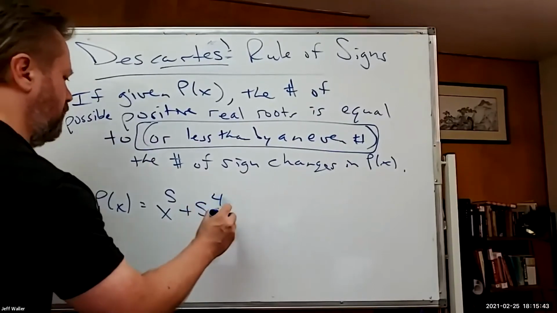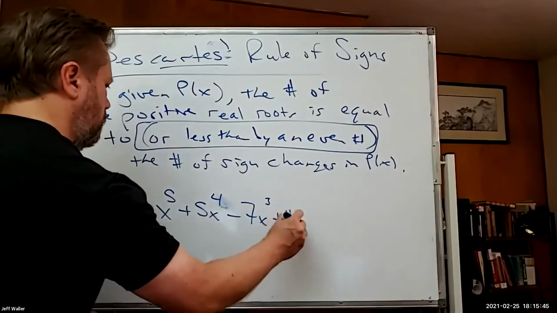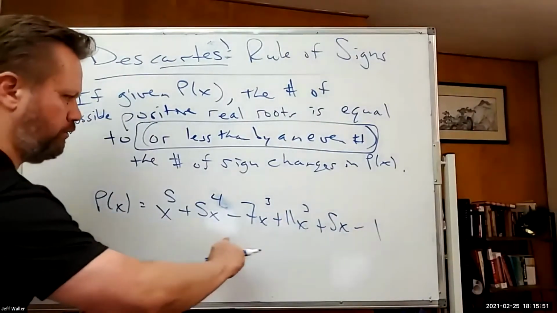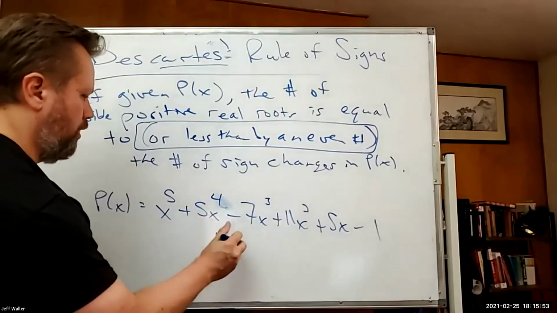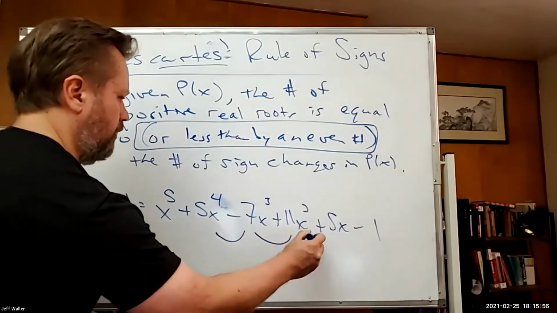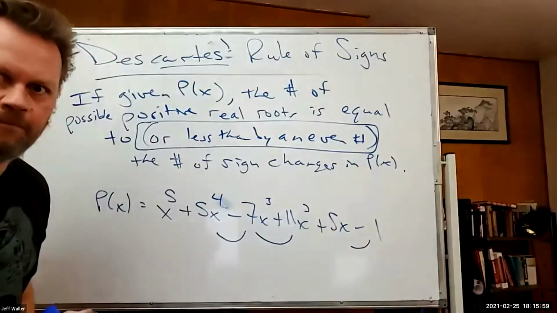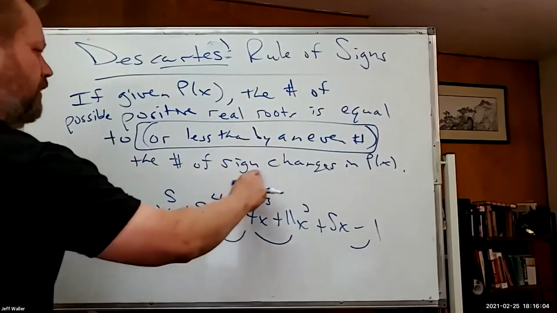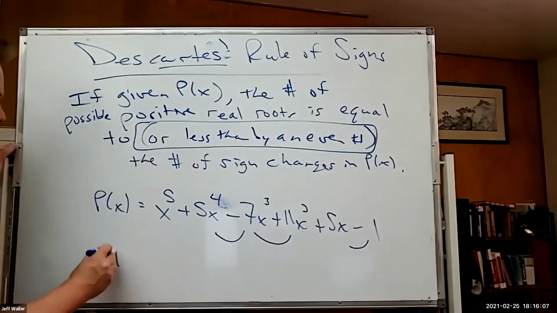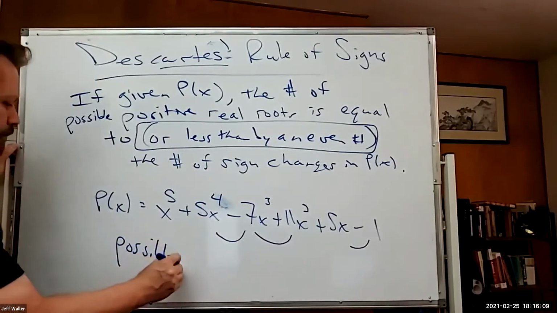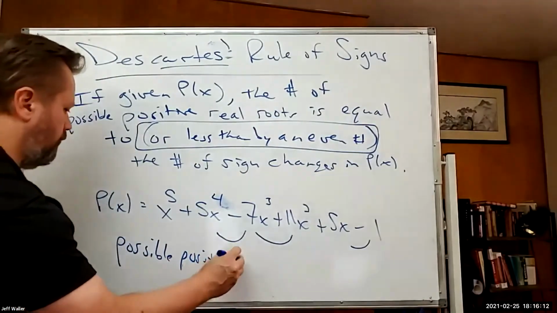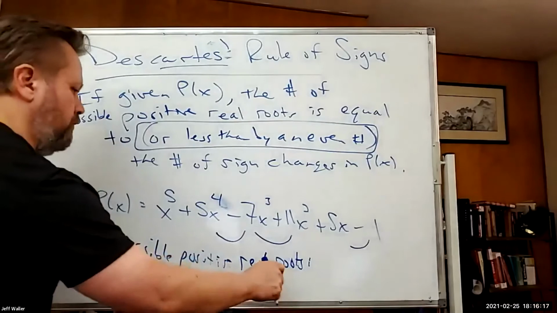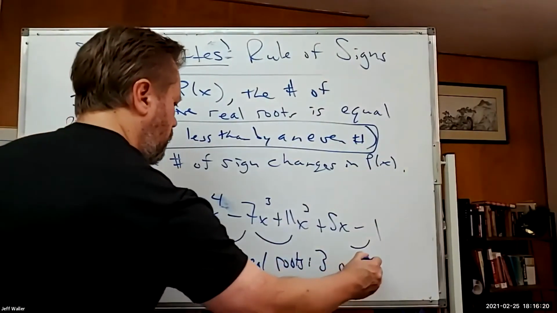how many sign changes do you see as you go through it? 1, 2, 3. You guys with me? That's what it means by number of sign changes. So how many possible positive real roots? 3 or 1.